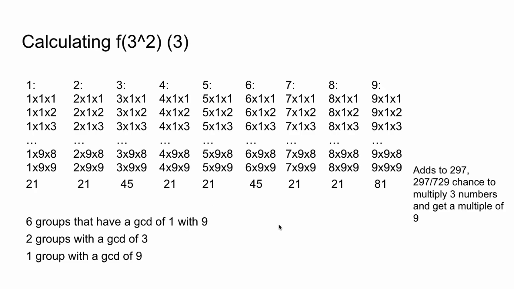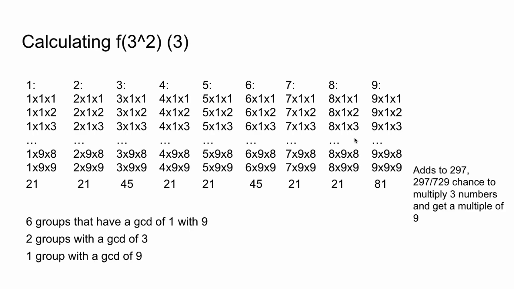So that means there's a 297 over 729 chance to multiply three numbers together and get a multiple of 9. You can try it. Let me know.